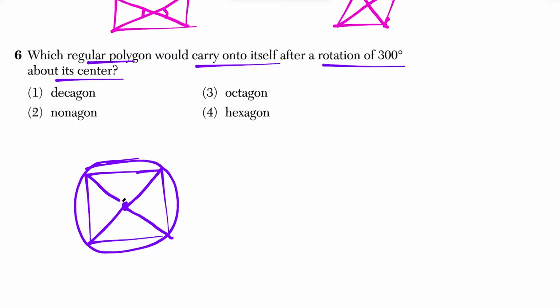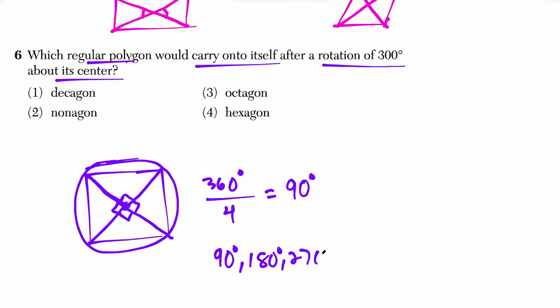Now the idea that you're going to use for all of these shapes is you're going to take 360 degrees and divide it by the number of sides or the number of angles. If we look at the square here, we do 360 over 4. That's going to give us 90 degrees, and that tells us that all 4 central angles are 90 degrees. What that means is if we rotate this square about its center by any multiple of 90, something like 90, 180, 270, or 360, that's going to map this square onto itself. It's going to be facing the same direction, and there's going to be no overlap.